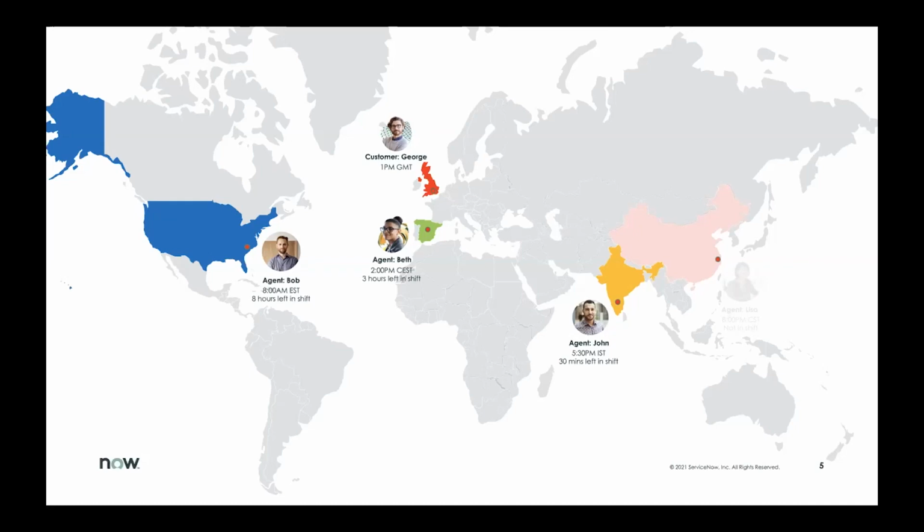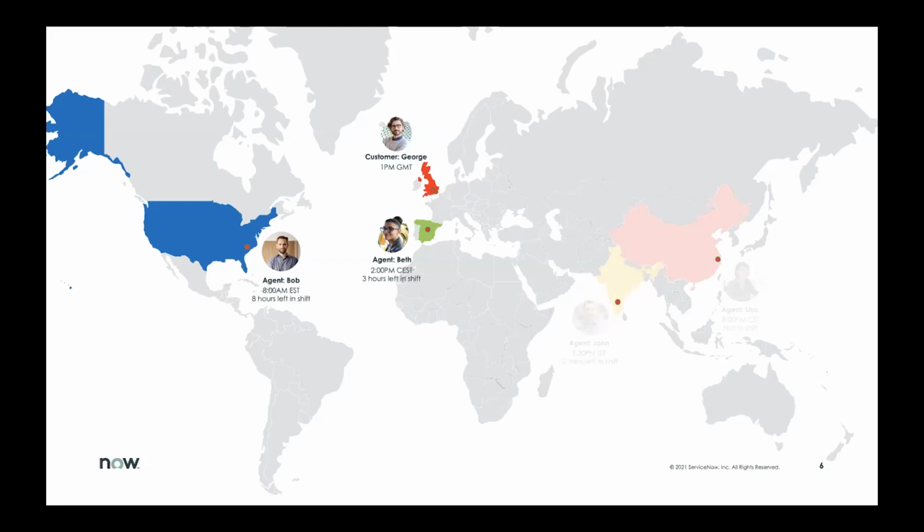If you still go ahead and assign this to John, chances are that John may have to hand it over to another agent, which results in ping-ponging, which ultimately leads to bad customer experience. So for that reason, let's omit John for the assignment. That leaves us with Bob and Beth, who could be best suited to take up this work.